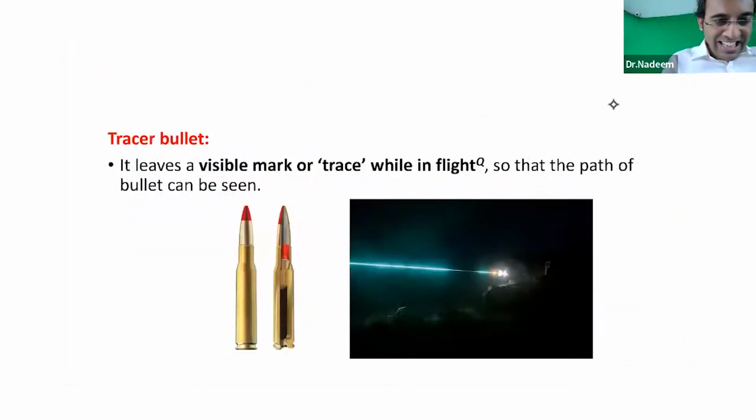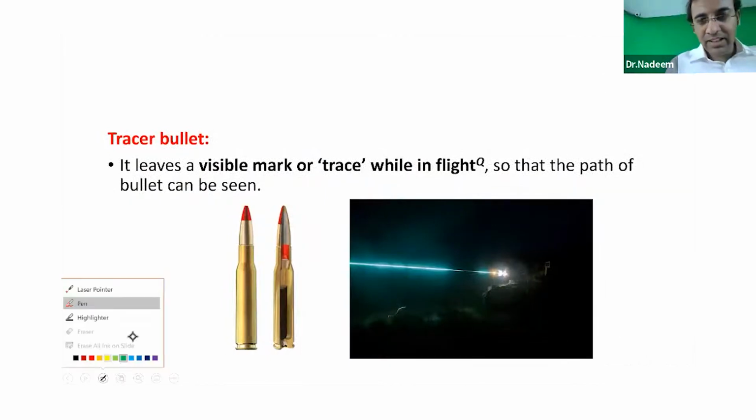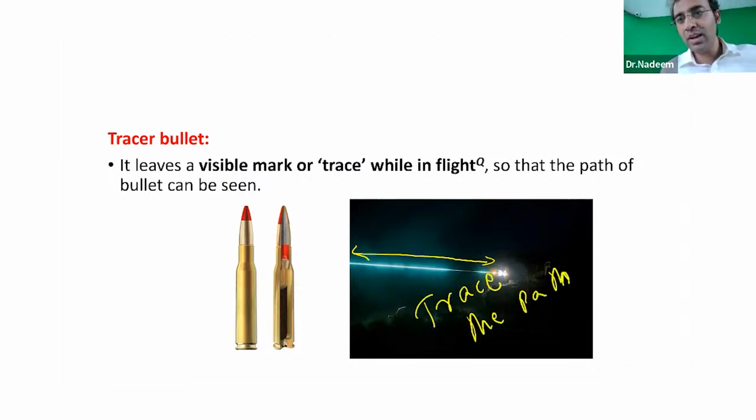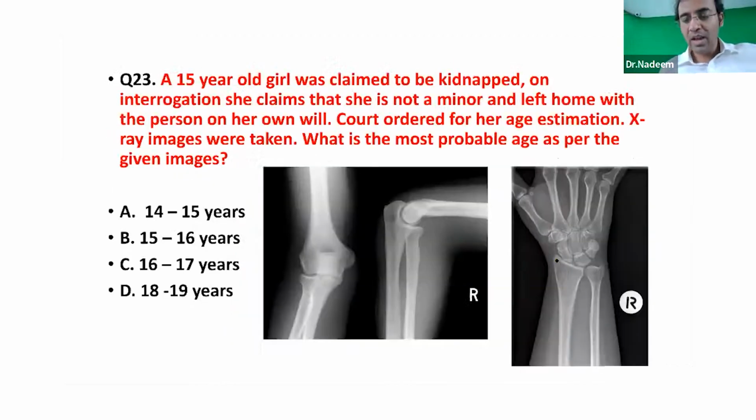Now see, at night time, whenever the army uses this kind of bullet, after firing, whenever the bullet is in the sky, on its path it will show a line so that you can easily trace the path. This is called a tracer bullet.